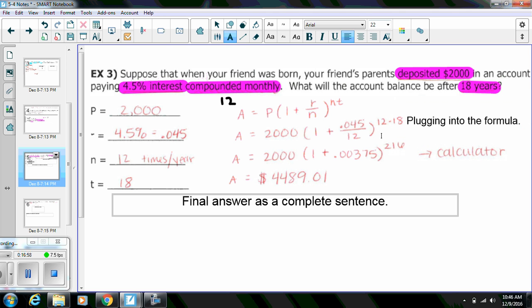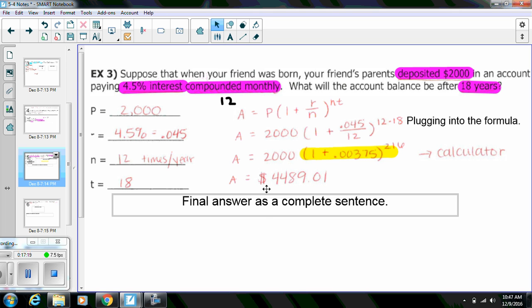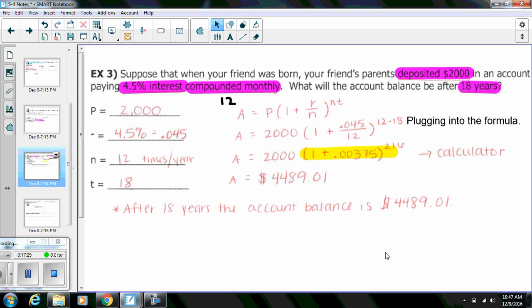All right, after plugging in, I simplified a little bit this part right here. See how I took that fraction and just created a decimal out of it. I didn't round the decimal. I wrote the exact decimal in, and I plugged in on my calculator. After you plug in on your calculator and hit enter, you get $4,489.01. So my final answer comes to, after 18 years, the account balance is $4,489.01.